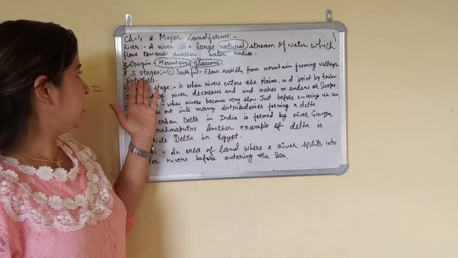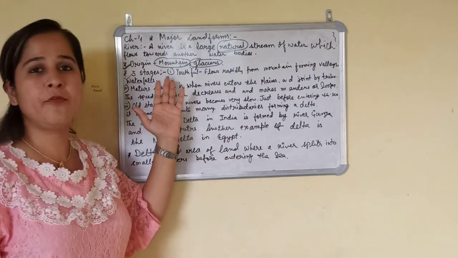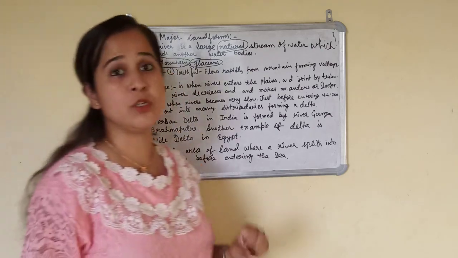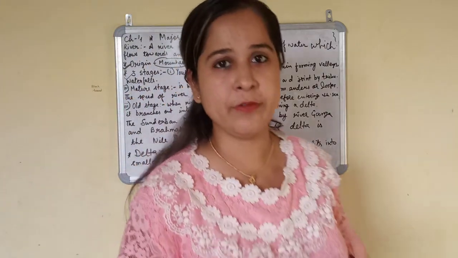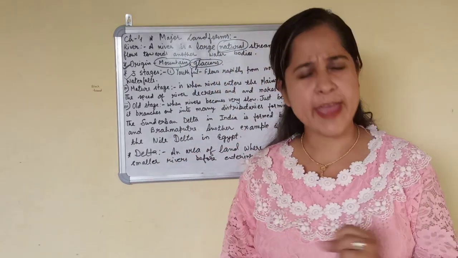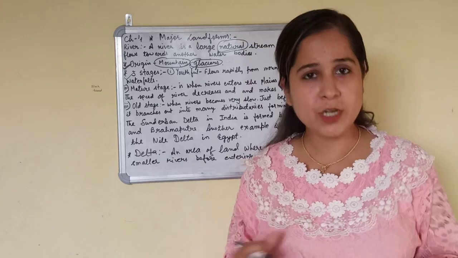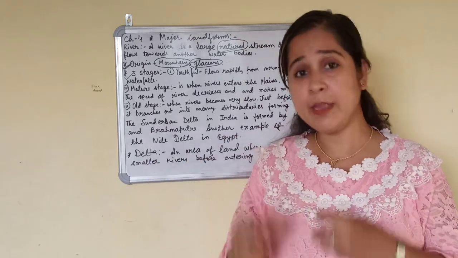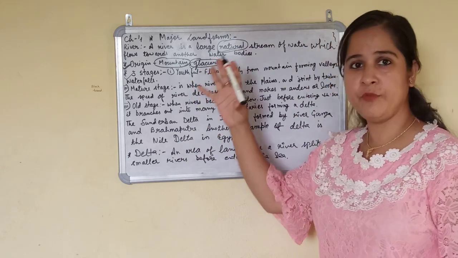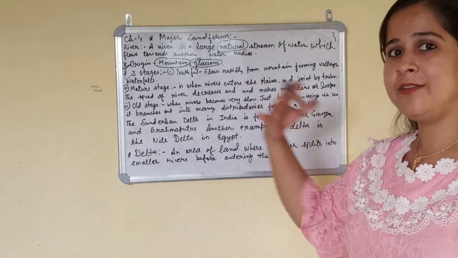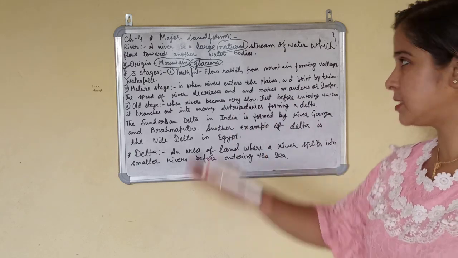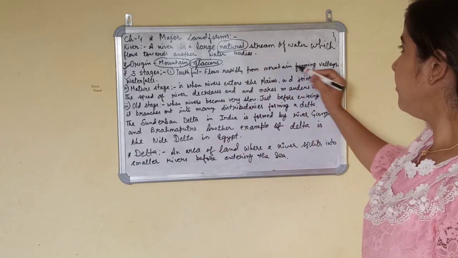The first stage of a river we call the youthful stage. The youthful stage is when the river becomes very active. It is full of energy. The flow of water is very active, very energetic. At this stage the river flows very rapidly and the flow of water is very fast, from the mountains forming valleys and waterfalls.